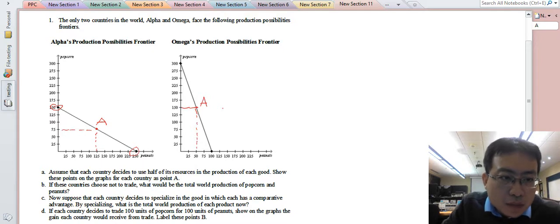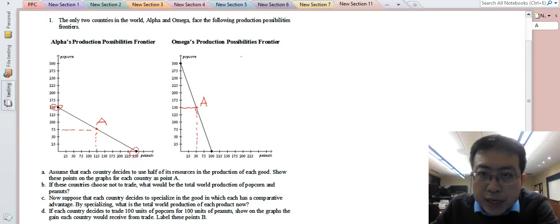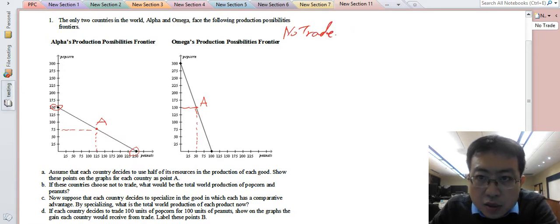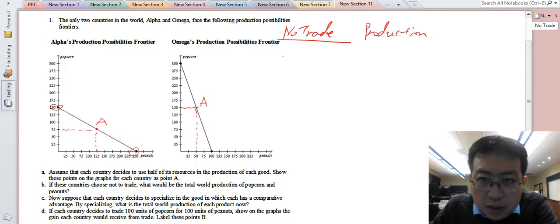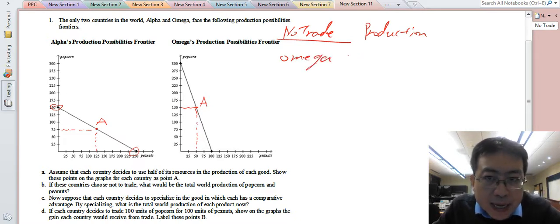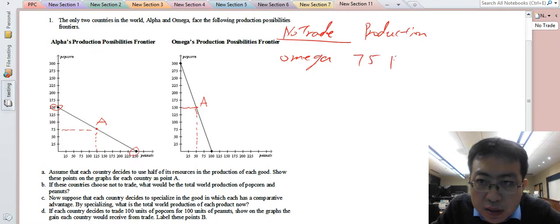And then part B, if these countries choose not to trade, what will be the total production of popcorn and peanuts? So it's no trade. No trade, let's look at our productions. So for production, from omega. Now, because omega will choose to produce at point A, at point A we're going to have 75 popcorn and 125 peanuts.